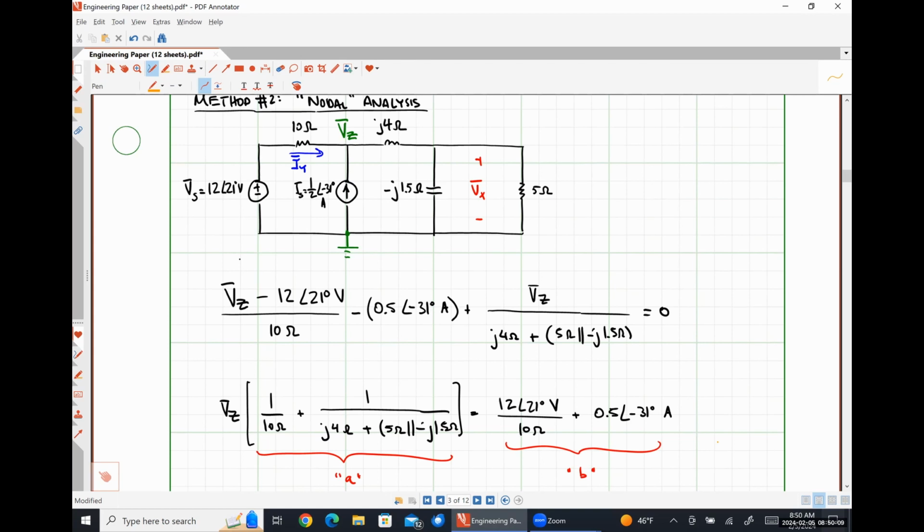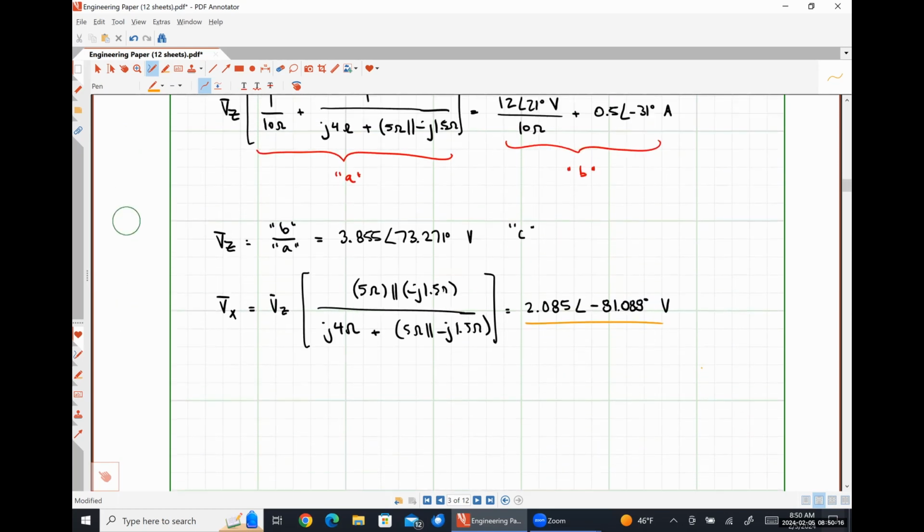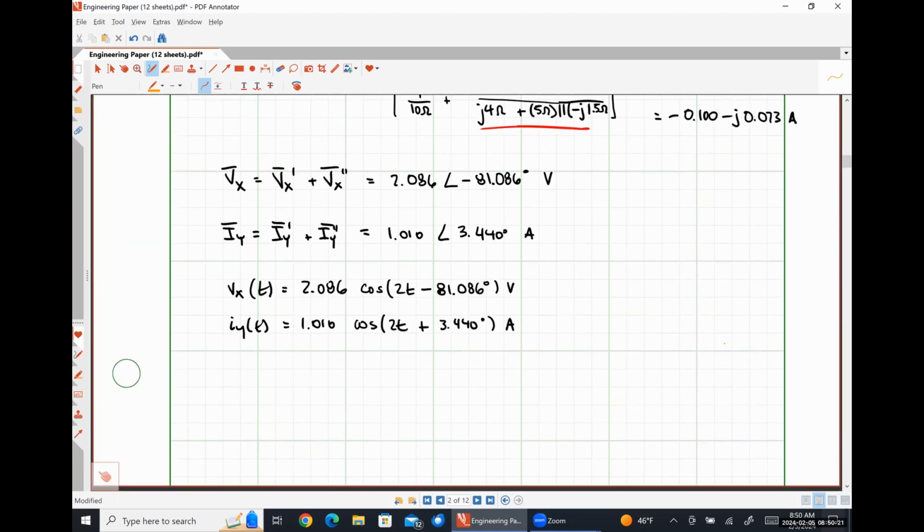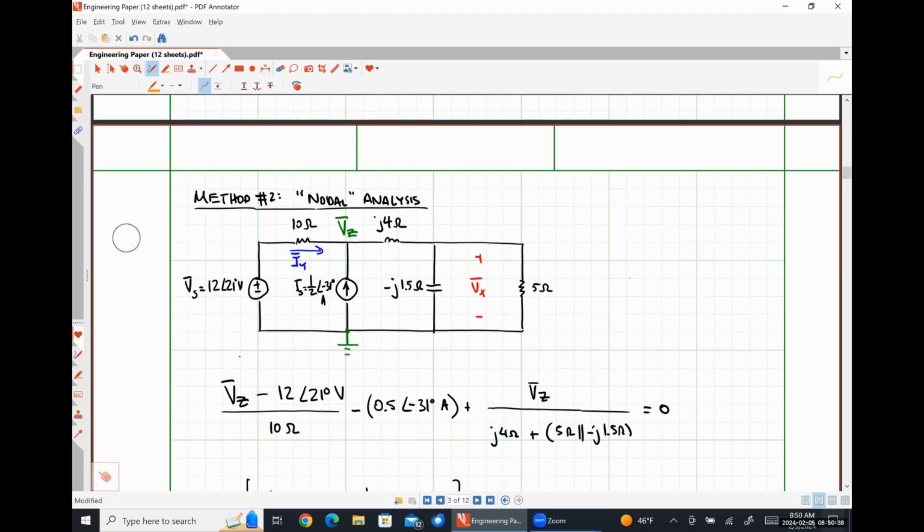So I don't understand your question, or maybe I missed it. Okay. So we just got 2.085 with an angle of negative 81.088. Let's scroll up here. 2.086 with an angle of negative 81.086, but there was rounding error introduced because I didn't store things in my calculator. We got the exact same result, but in my opinion, way faster, right? How would we solve for that current IY? Well, that's just VS minus VZ over 10 ohms.